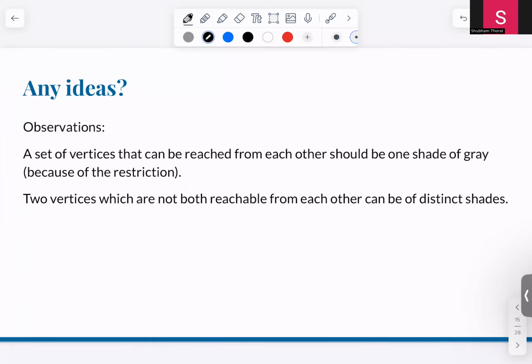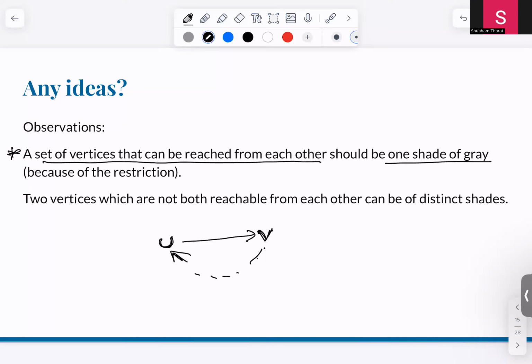Let's observe some properties here. The first property says that if a set of vertices can be reachable from each other, then they should be of one shade of gray. What that means is, if there is a path from U to V, and you can again go back to U in some way, then these two should be of the same color. That's what it is saying.